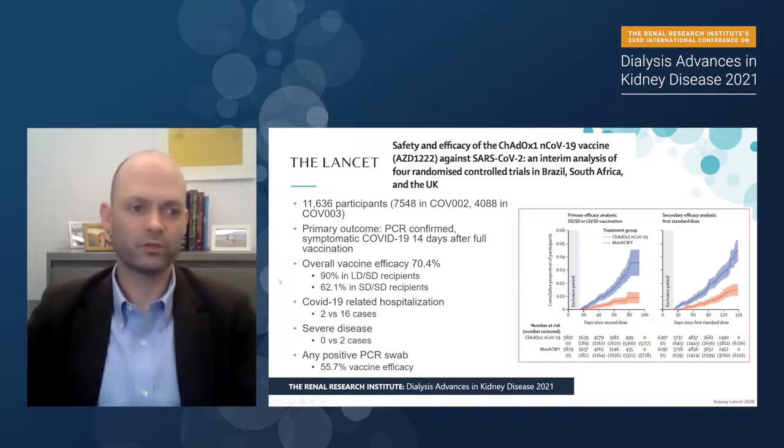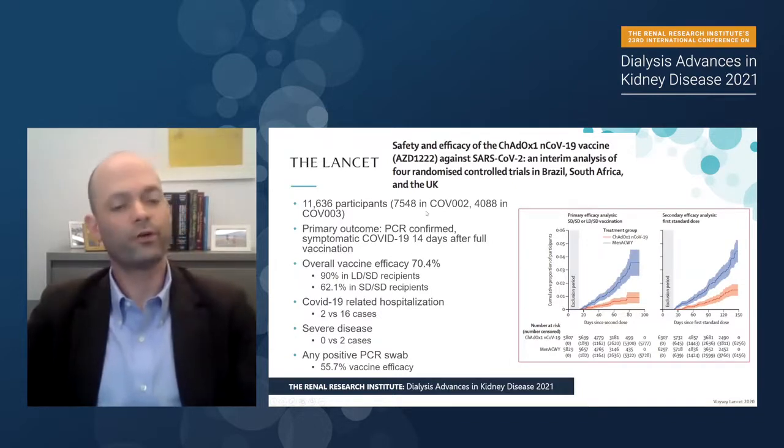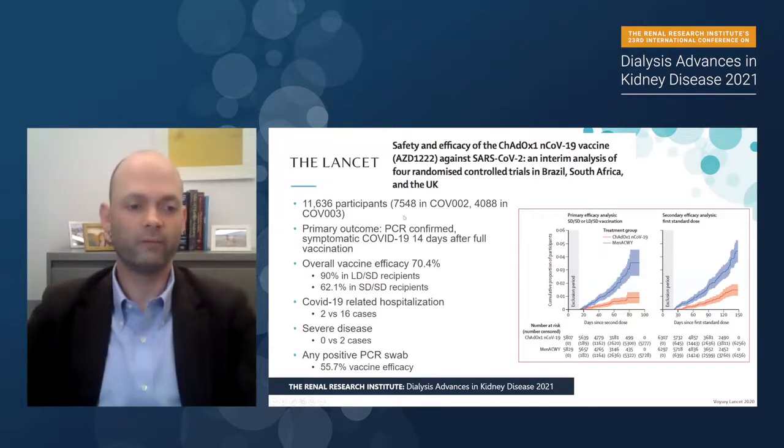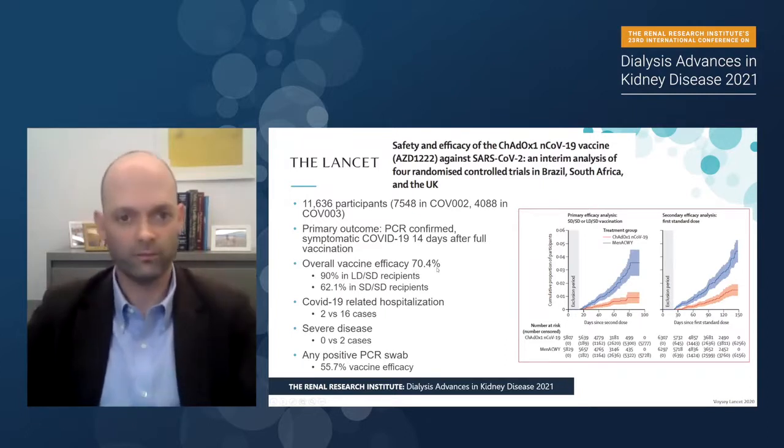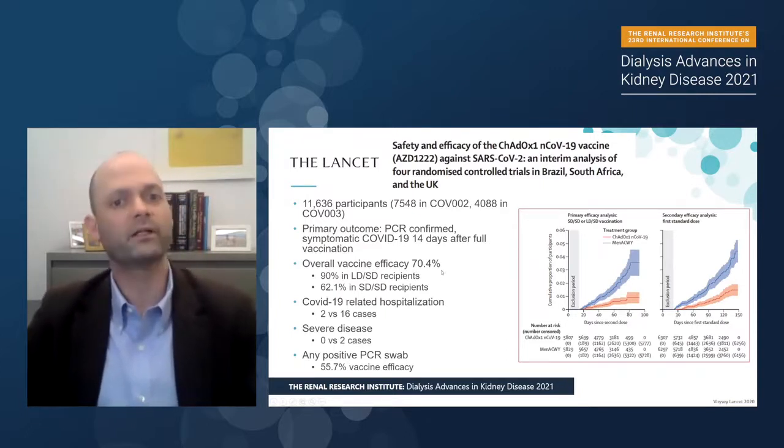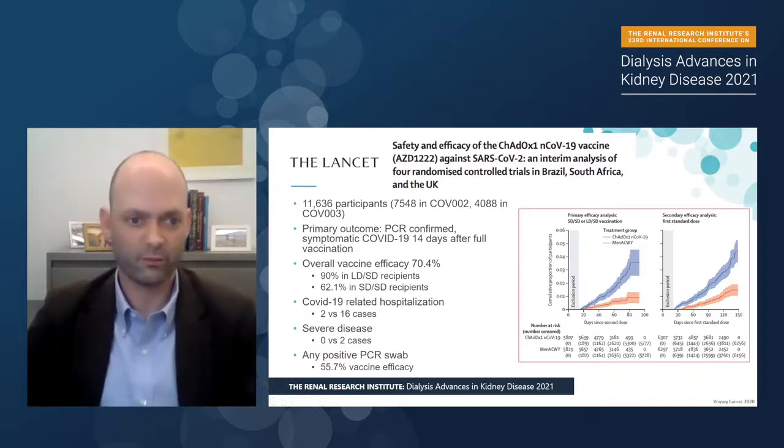And here are the results of over 11,000 participants, which for the efficacy arm only included 2 of the studies, one in the UK and one in Brazil. The primary outcome, again, was PCR-confirmed symptomatic COVID-19 14 days after the full vaccination schedule. And the overall efficacy of the study was 70.4%. So not too far from the mRNA vaccines, but certainly not the 95% that we saw with those vaccines.